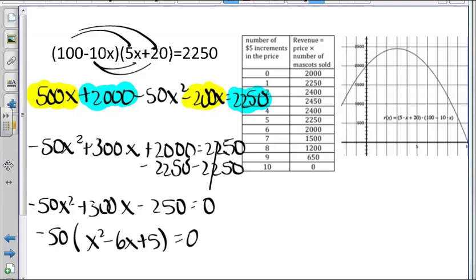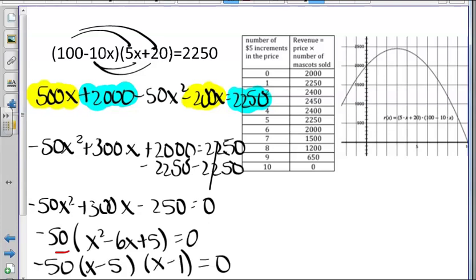minus 250 equals 0. The first thing we want to look for is a GCF, and we notice that negative 50 is a GCF. If we divide all three terms by negative 50, we'll be left with x squared minus 6x plus 5. We can go further on this and factor the x squared minus 6x plus 5, which would end up giving us the factors x minus 5, x minus 1, and all of that equals 0.